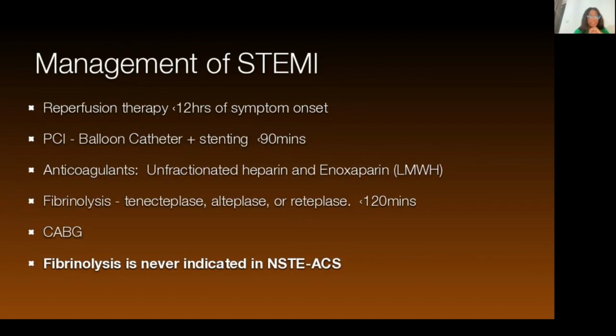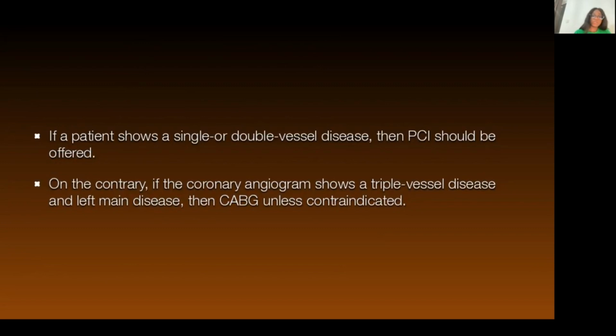Now, if you can't offer PCI within 90 minutes, you must give fibrinolysis within that 90 to 120 minutes. Fibrinolysis being alteplase, tenecteplase, or reteplase. In the case of multi-vessel disease, it's not ideal to place multiple stents, so you typically go for a coronary artery bypass graft if there's no contraindication. And fibrinolysis, we don't give in non-ST elevation acute coronary syndrome. As I said, single or double vessel disease, you typically go for a PCI, and if it's a triple vessel disease, you go for a CABG, unless it's contraindicated.